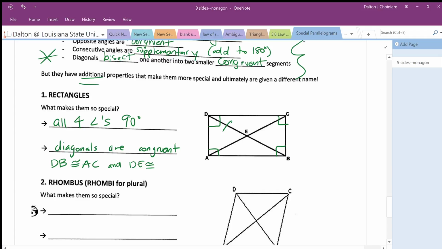Not AB. Nope, that's the same thing, just backwards. If DB was cut in half, then DE must be congruent to EB. And if the diagonals are the same, then that means the other two segments are also the same. So that means AE is congruent to EC. Does that make sense?